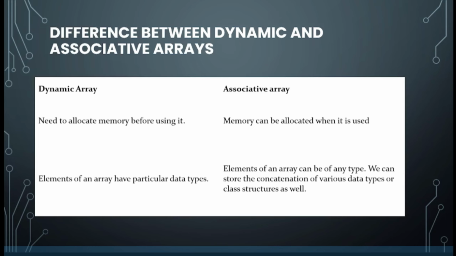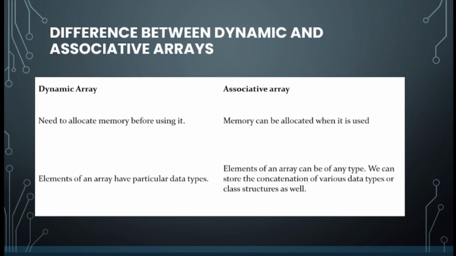Now coming to what is the difference between dynamic and associative array. In dynamic array we need to allocate the memory before using it, right? But we don't need to allocate it as soon as we are declaring the array, but before we are using it, we need to allocate it. In case of fixed array, as soon as we are declaring it, we need to allocate the memory. But in case of dynamic array, it is somewhat lenient. That means we can declare the array at any point of time, and when we are using that particular array we need to allocate the memory for it in case of dynamic array.